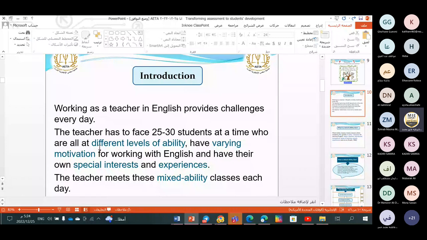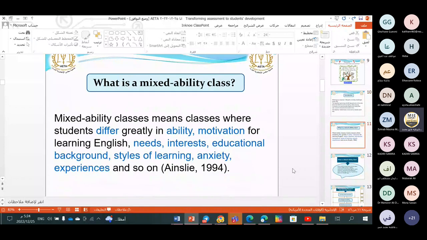And those students are at different levels of ability, as you said. They have various motivations for working with English and also their own special interests and experiences. And as a teacher, you should meet these mixed ability classes each day in a very keen way.